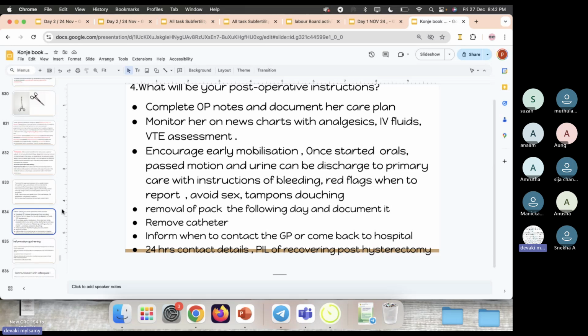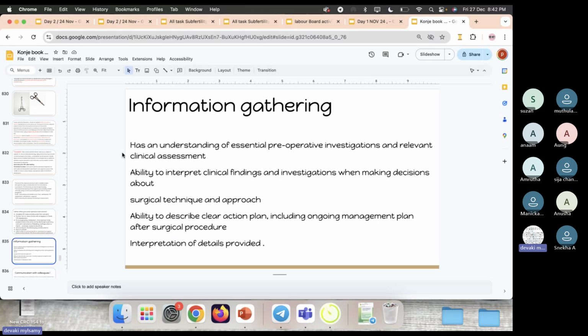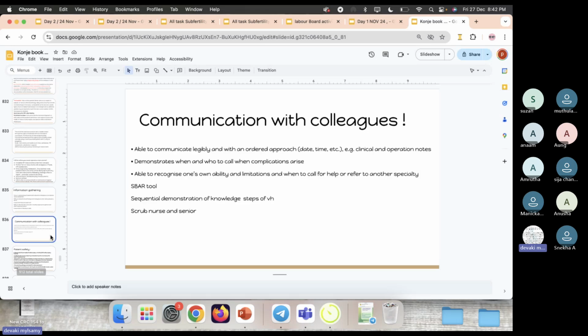So these are the questions that I had in this task. Information gathering, understanding of essential pre-operative investigation and relevant clinical assessment, ability to interpret clinical findings and investigations when making decisions about surgical technique and approach, ability to describe a clear action plan, ongoing management plan and surgical procedure. Communication with colleagues, when we are discussing with or answering a colleague, that is again communication. When and whom to call whenever there is a complication, always able to recognize one's own ability and limitation, call for help and refer to other specialty.